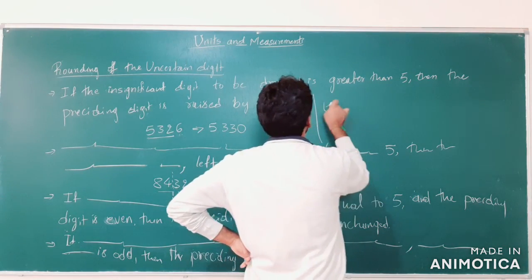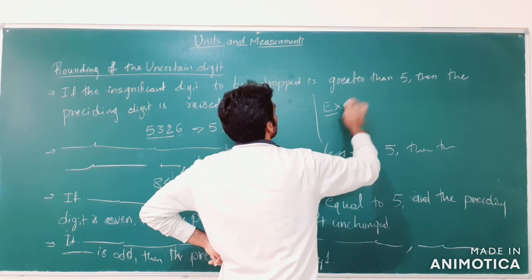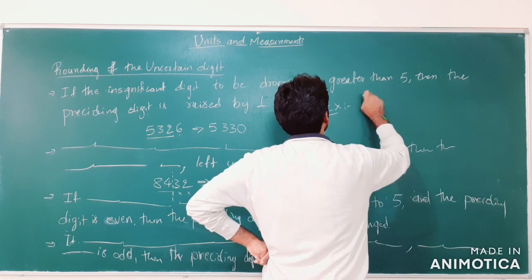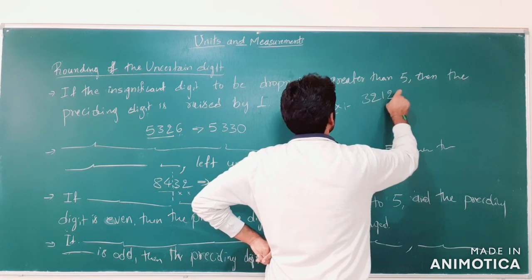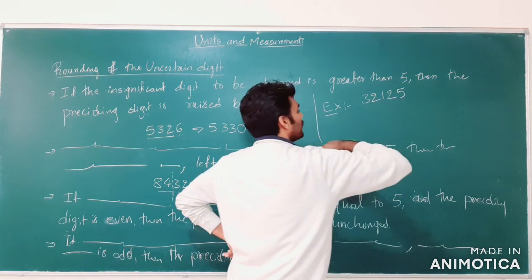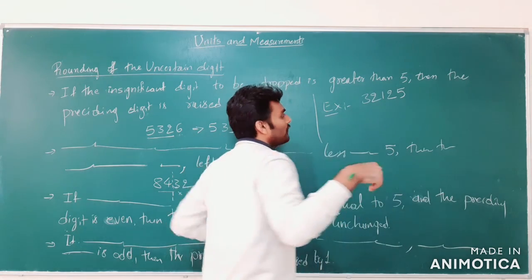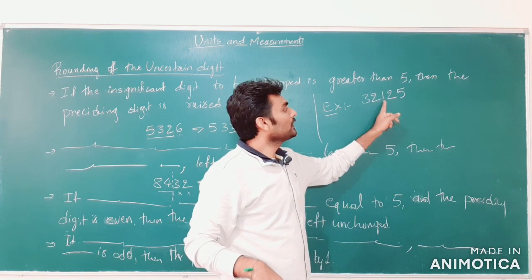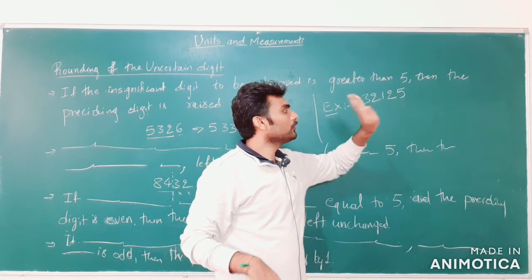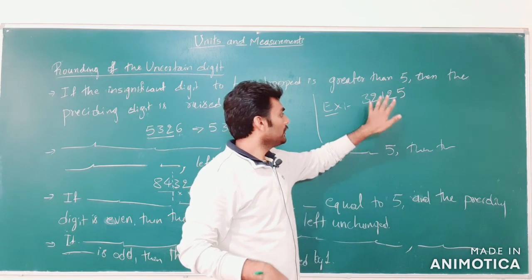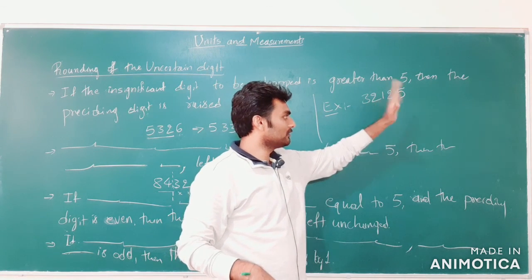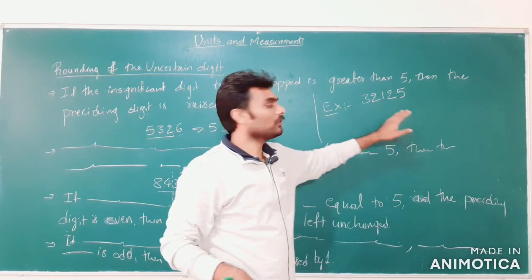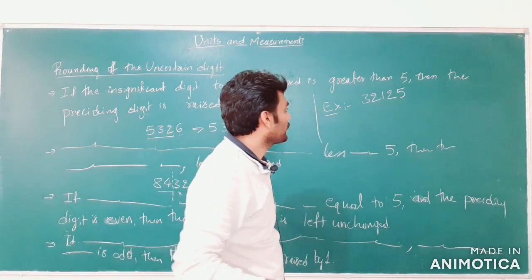So the example for both of them together is as follows. Say I have a number 5 3 2 1 2 5. If I want to round off this number to 4 significant figures, now in this number I have 5 significant figures including the last 5, and I want to round it off to 4 significant figures.